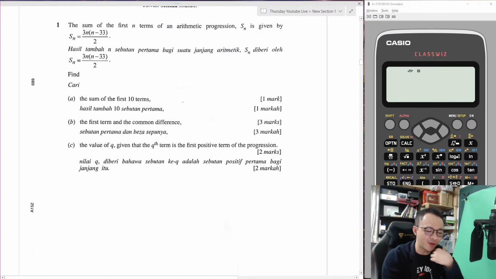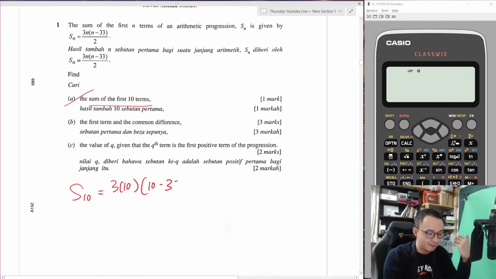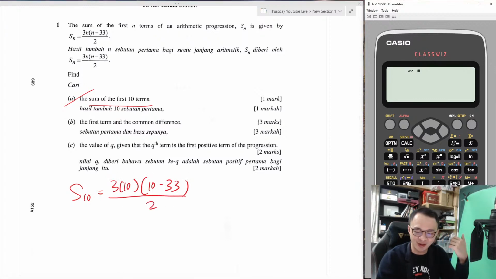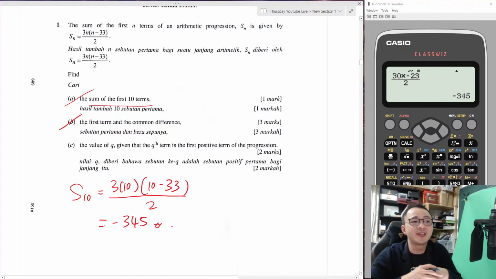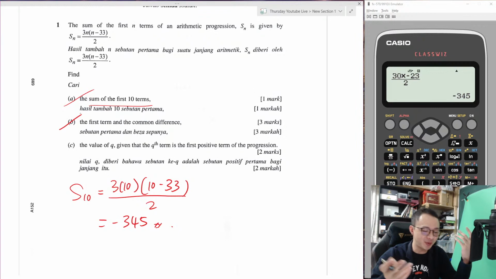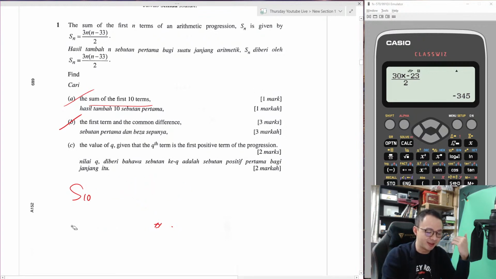The first one-mark question asks you to find the sum of the first 10 terms. Just substitute 10 into the n here, it is very easy. Then you type into the calculator: 30 multiply negative 23 divided by 2. So, one mark question, negative 345. For the second part, they ask us to find the first term. Like I said, the first term means S1, isn't it?